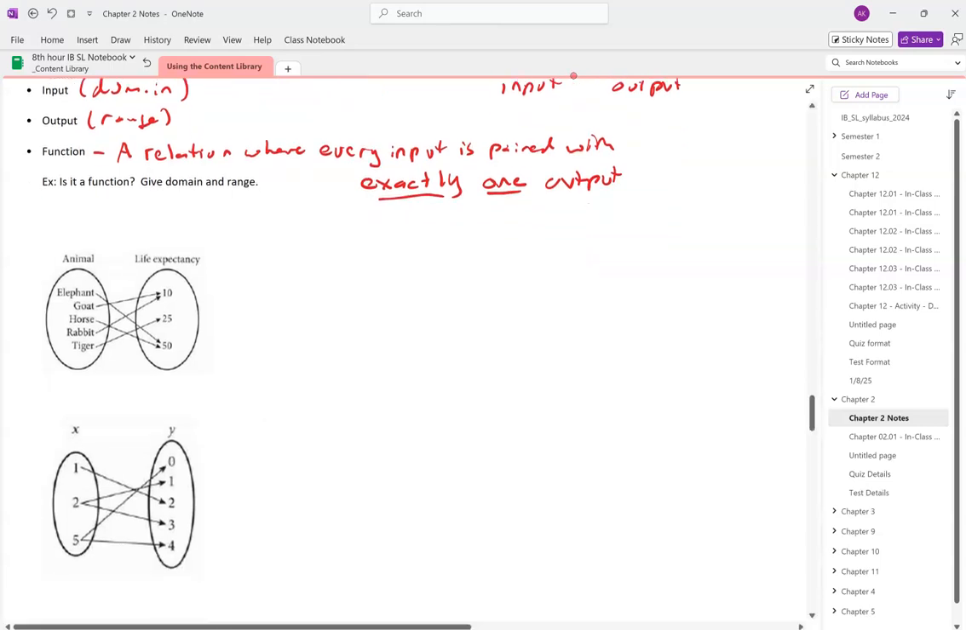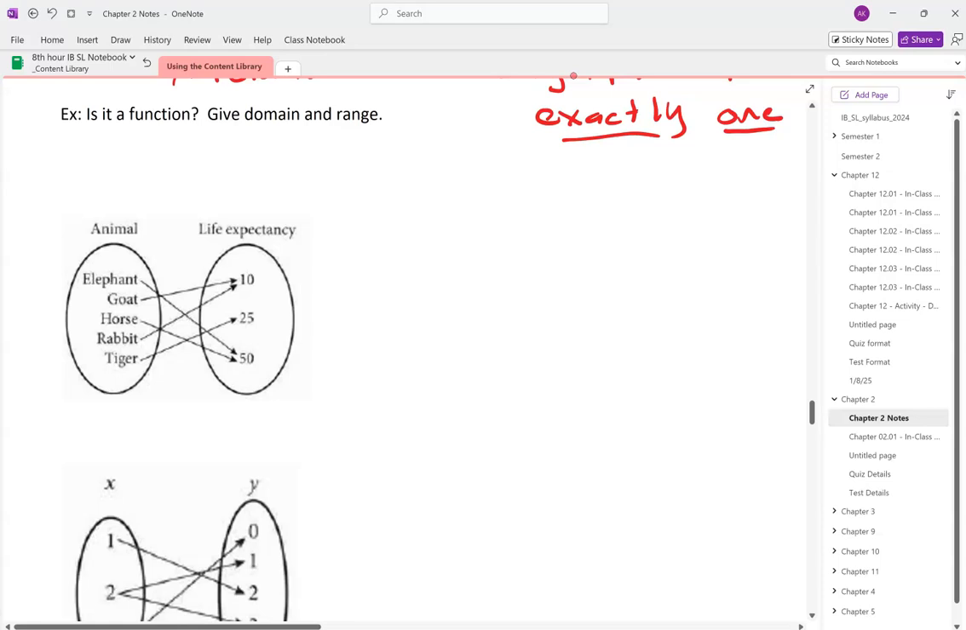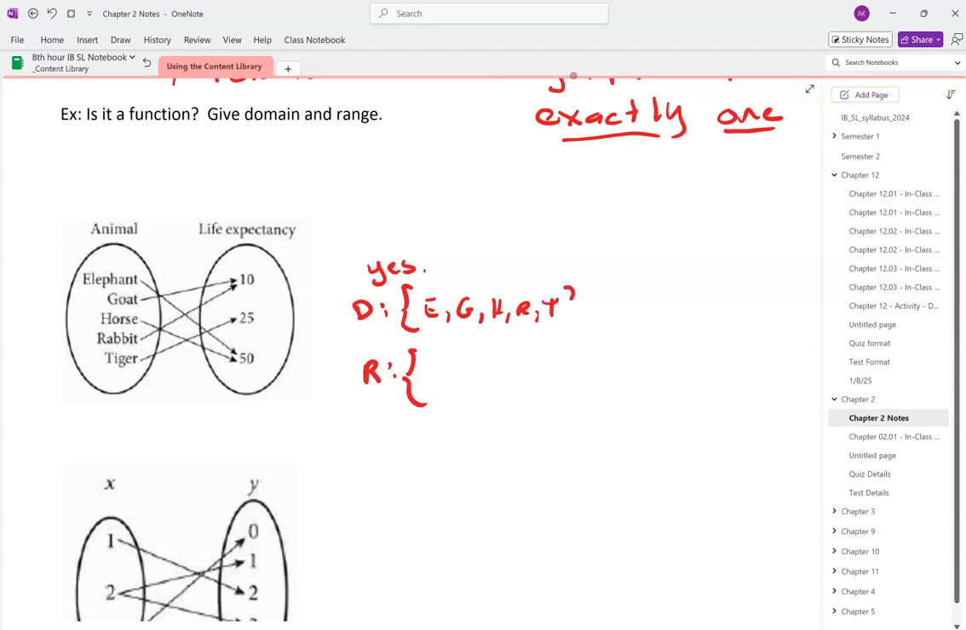Does this mapping diagram represent a function? It does. Yes, right? Every input has an output, and each one of them only goes one place. Okay, what's the domain? Since there are finitely many things in my domain, it's just going to be elephant, goat, horse, rabbit, tiger. I can just list them using the set bracket. And the range is just 10, 25, 50.